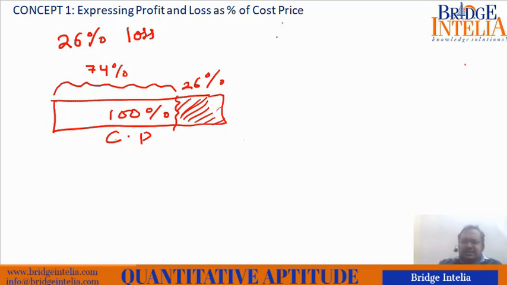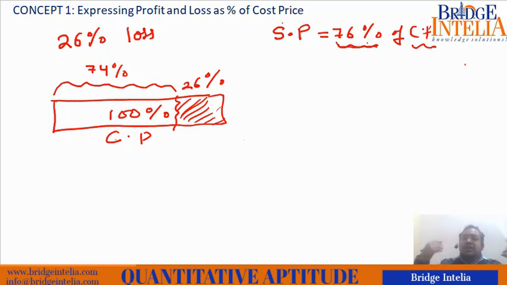So in this case, this piece of information can be written as: the final price, or the selling price, is equal to 74% of cost price. That means you could not recover even 100% of your investment. You are in a loss. So let's take another example.